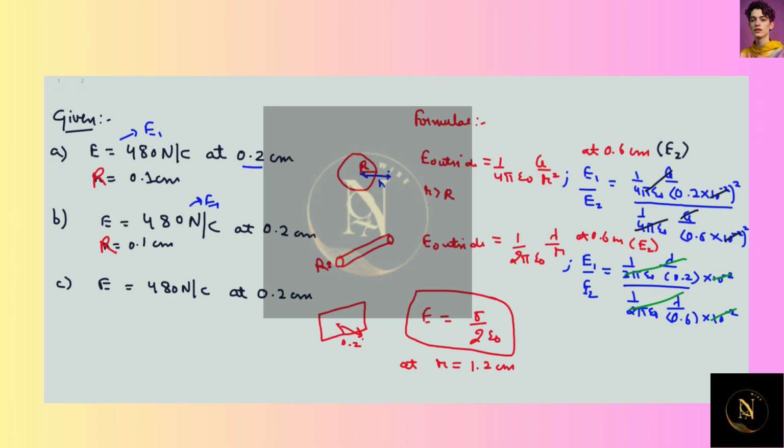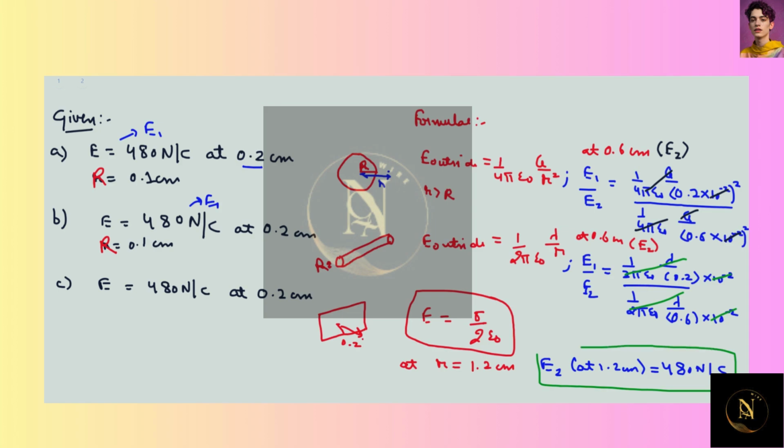That's why we have an infinite sheet of charge. It generates the same magnitude at each and every point. So at r equals 1.2 centimeter, we have the same magnitude. So E2 at 1.2 centimeter is the same all over the space, which is 480 newton per coulomb. That's your answer for this question.